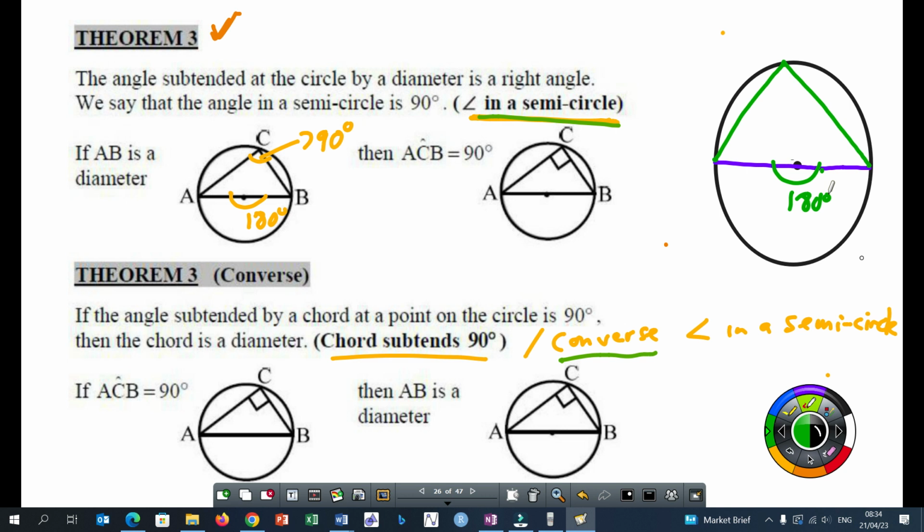So we have an angle at the center here, which is 180. It's 2 times an angle at the what? Circumference. Which means you divide 180 by what? By 2. Then you get your 90-degree angle.